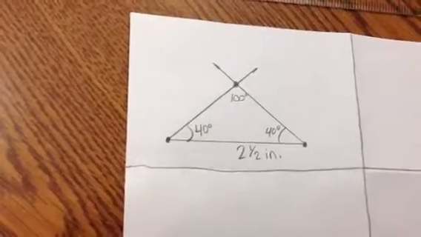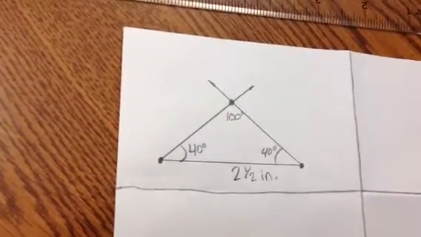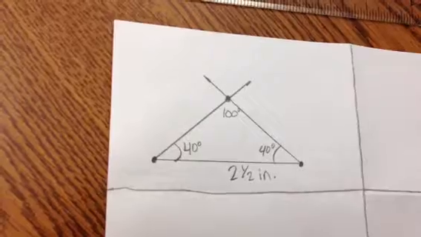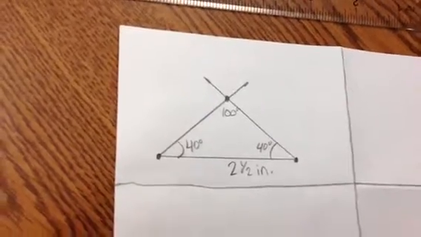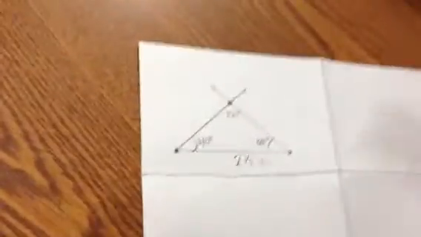So will this be a scalene triangle? We have two that are the same. Are you thinking about the name? And then we want to make sure that we measure. Definitely want to measure.